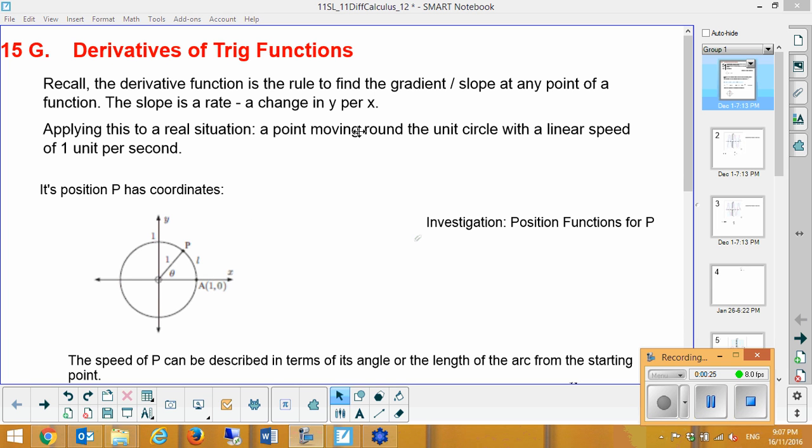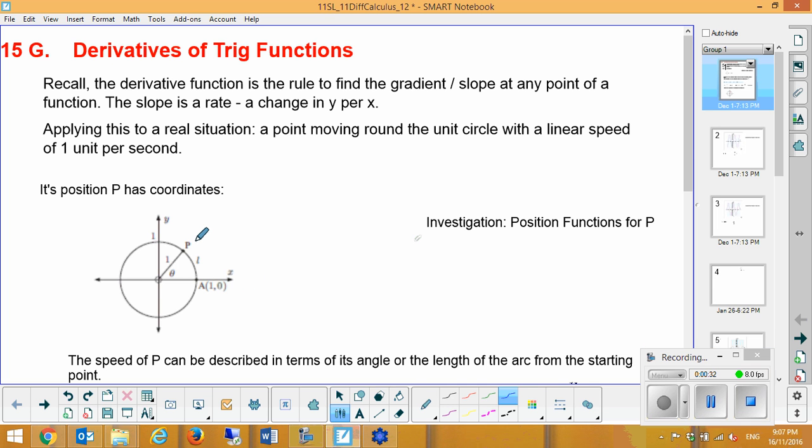So we're looking at our unit circle, and what we're going to do is consider our point P, which we have on our unit circle here, and we're going to say it's moving around the circle at 1 unit per second. Remember, our coordinates of P are determined by the angle: the x coordinate is cos theta, and our y coordinate is sine theta.